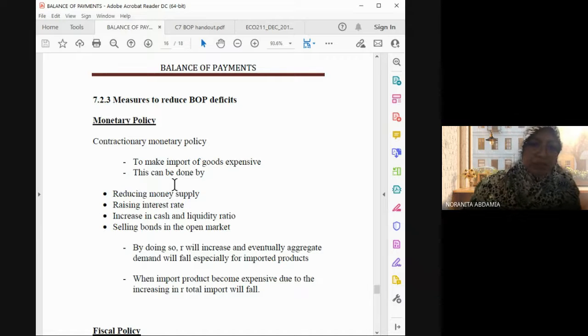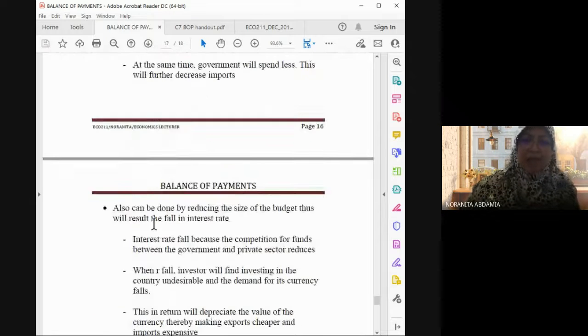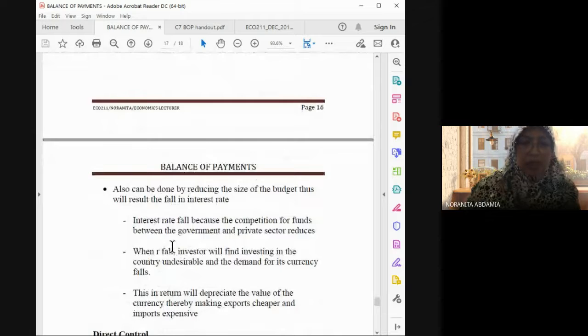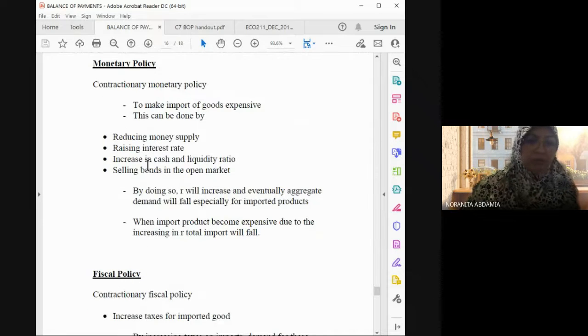So of course, to measure for any economic problem, we have to utilize the economic policies, of which we have three: monetary policy, fiscal policy, and direct control policy. Under fiscal and monetary policy, we use contractionary monetary policy and fiscal policy. Under contractionary monetary policy, we normally use these popular tools: reducing money supply, raising interest rate, increasing the cash and liquidity ratio, and selling bonds in the open market.